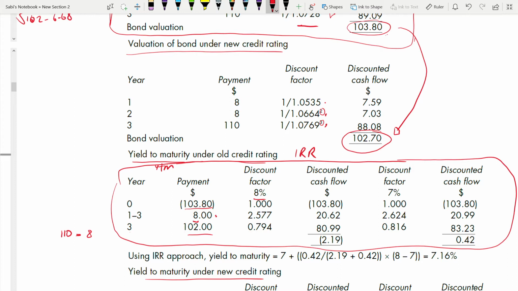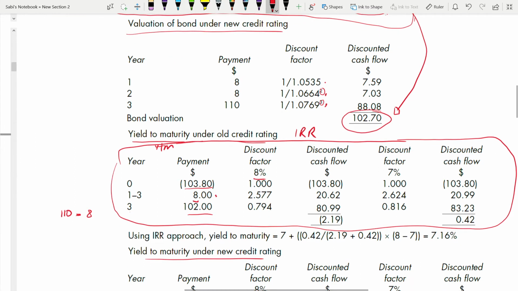Okay. So now we have to use a lower discount factor because we are getting a negative figure here. You have to decide whether it is higher than 8% or lower than 8%. Right? If it's a positive number, higher than 8%. If it's a negative number, less than 8%. So we are using the next one, 7%. Now what should be the second rate?